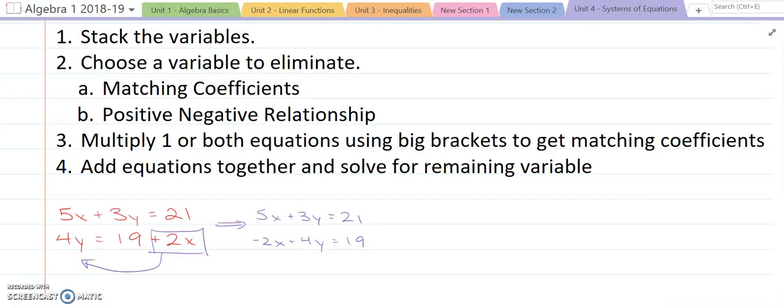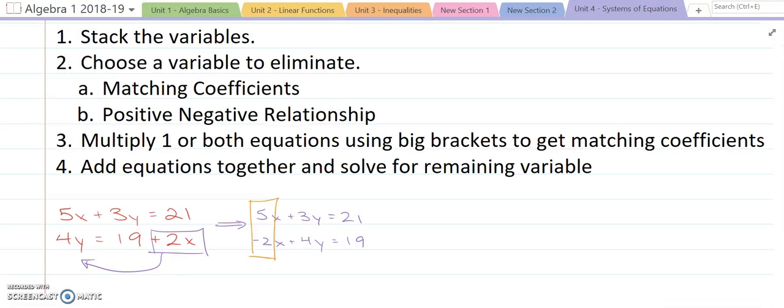Step 2 said, choose a variable to eliminate. We either want to use matching coefficients. Unfortunately, that's not the case. Or I could use a positive-negative relationship. And that is possible. I'm looking at it right here. My x's. I'm going to choose to eliminate the x variable.